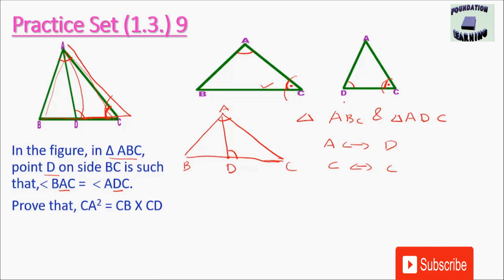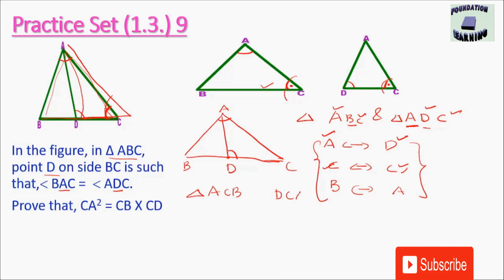Now which alphabets are gone? A, D, C, C. And what is left now? B and A, right? B and A is left. The third one-to-one correspondence will be B is to A. Now we will name the triangles looking at this one-to-one correspondence, that is triangle ACB on one side, and the second triangle is DCA.